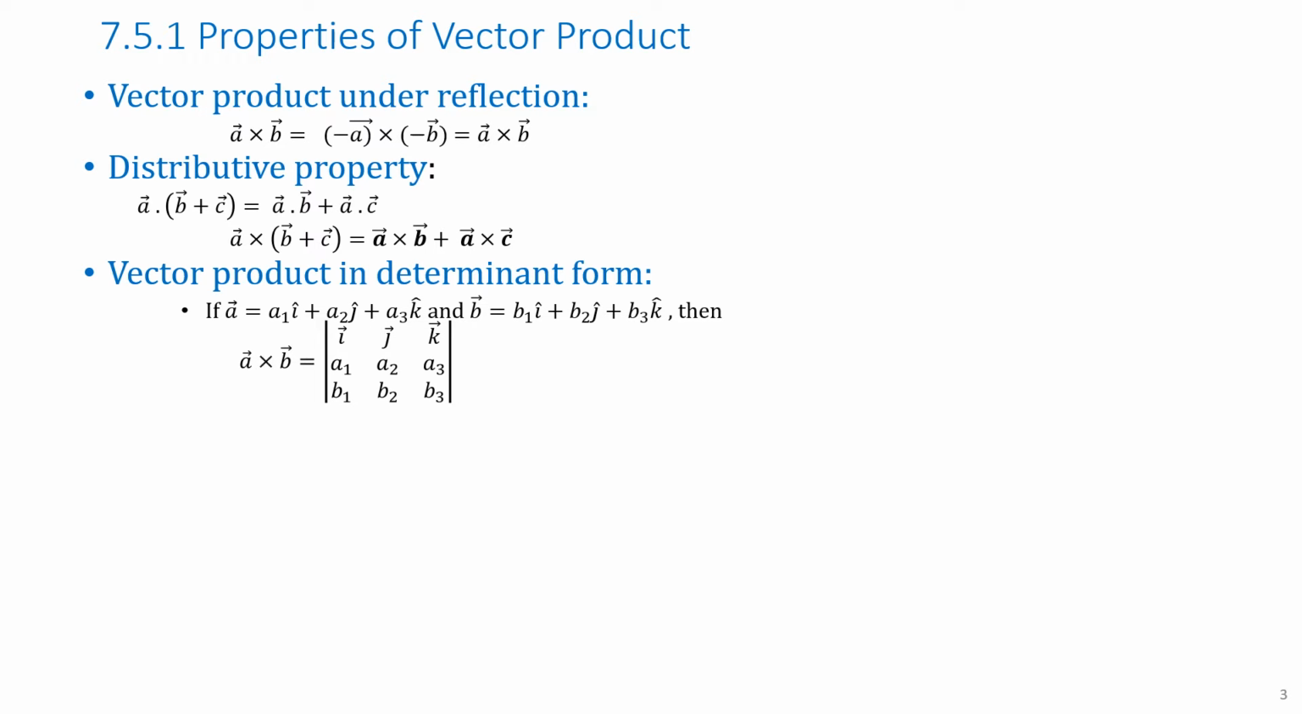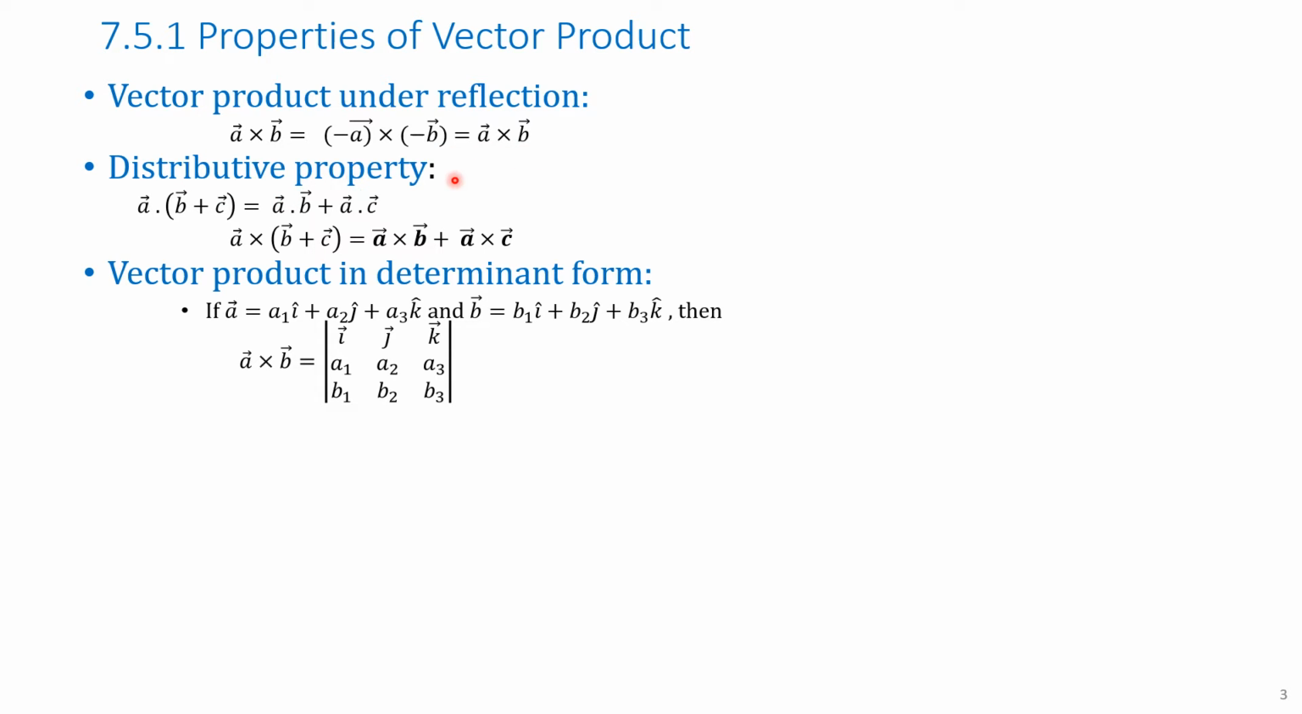Property number 1. The vector product under reflection. A cross B can also be written as, within brackets, minus vector A cross minus vector B. That becomes minus into minus, plus A cross B.